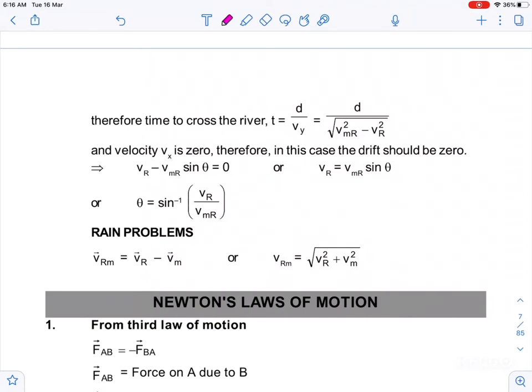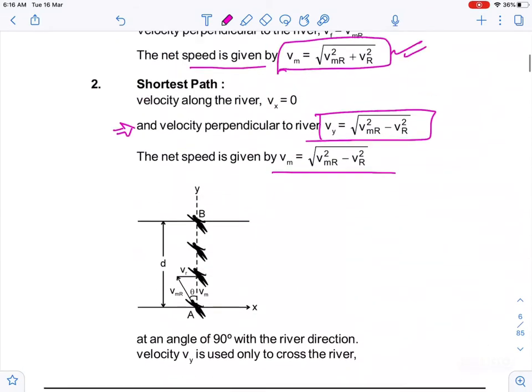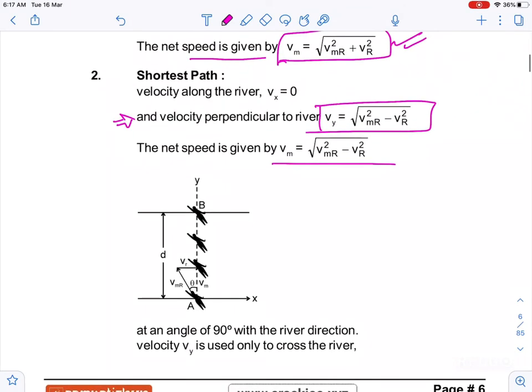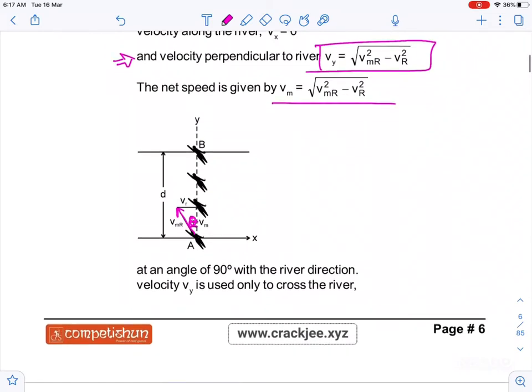Now one thing you have to keep in mind. So if sine theta you have calculated, suppose theta is the angle which you have taken here. See, this angle you have taken as theta, in what case can drift not be 0?